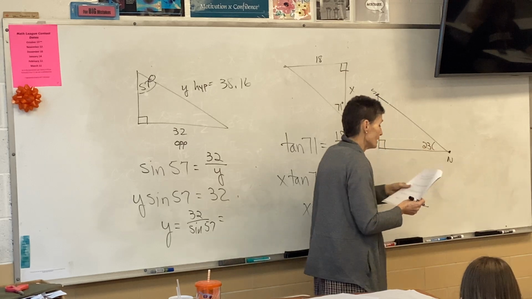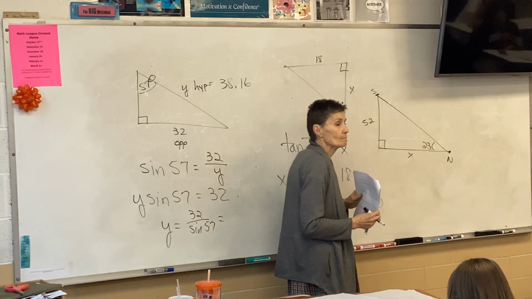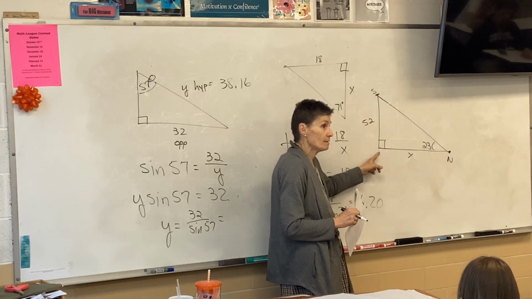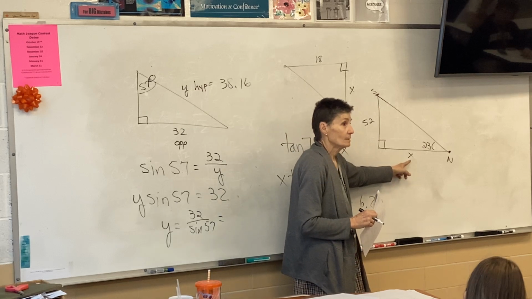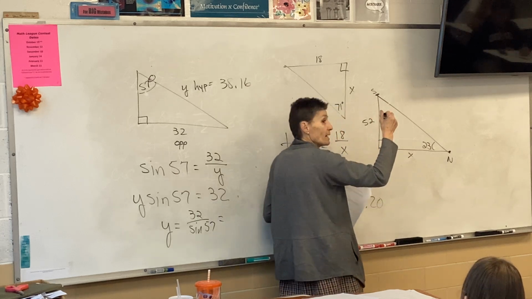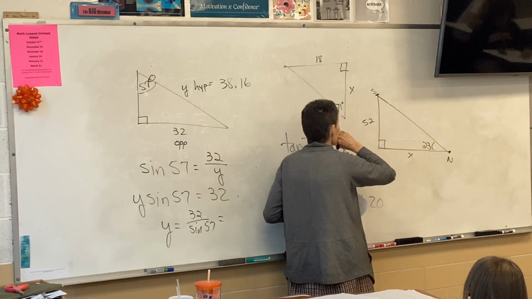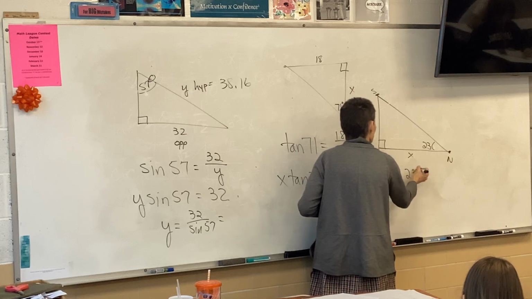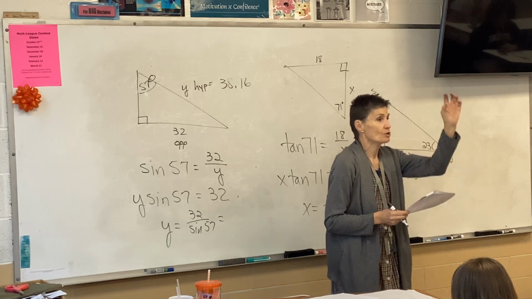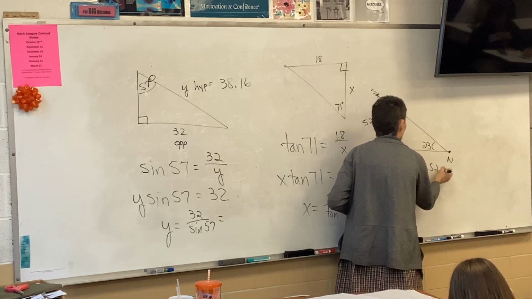How far is the nut from the base of the tree? There's the nut. There's the base of the tree, and that's x. So we don't even have to find the top angle. Tangent, because I have opposite and adjacent. So tan 23, remember the angle always goes with the function. Sine angle, cosine angle, tangent angle equals 52 over x.